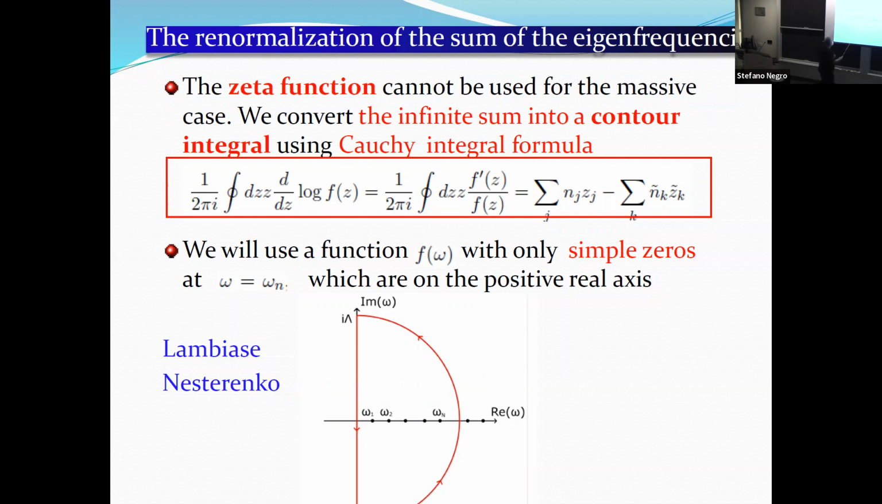Now we have to regularize this integral, so we take a radius lambda, and so we'll have to do this sum. We have to do the integral along the imaginary axis and the semicircle.